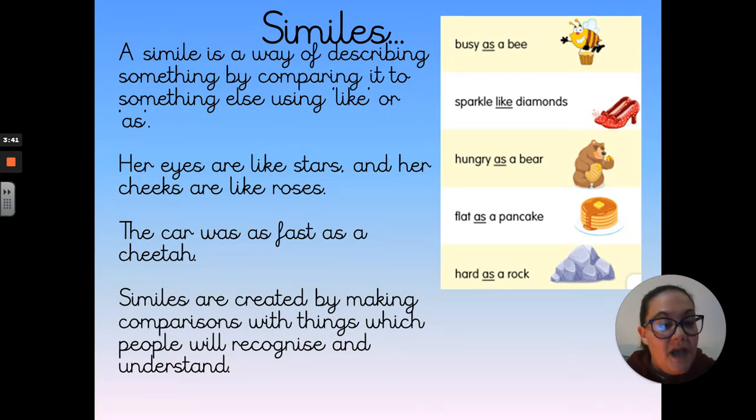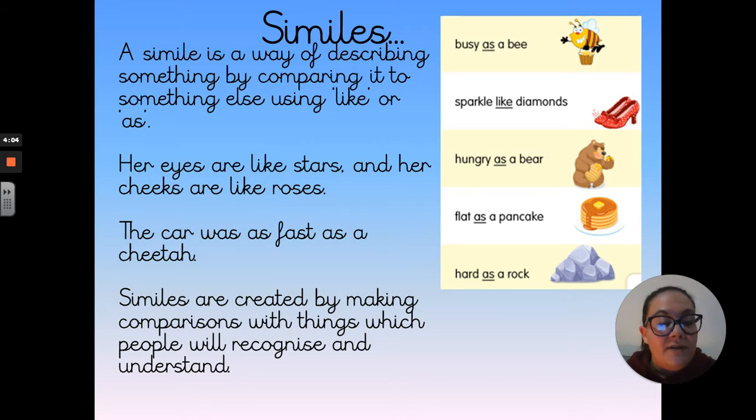So similes, again, this is something which we know how to use and we have known how to use for a few years within Year 4. So a simile is a way of describing something where we compare it with something else. So the examples that you've got here, her eyes are like stars and her cheeks are like roses. So that suggests to you that her eyes are twinkling, that they're sparkly.